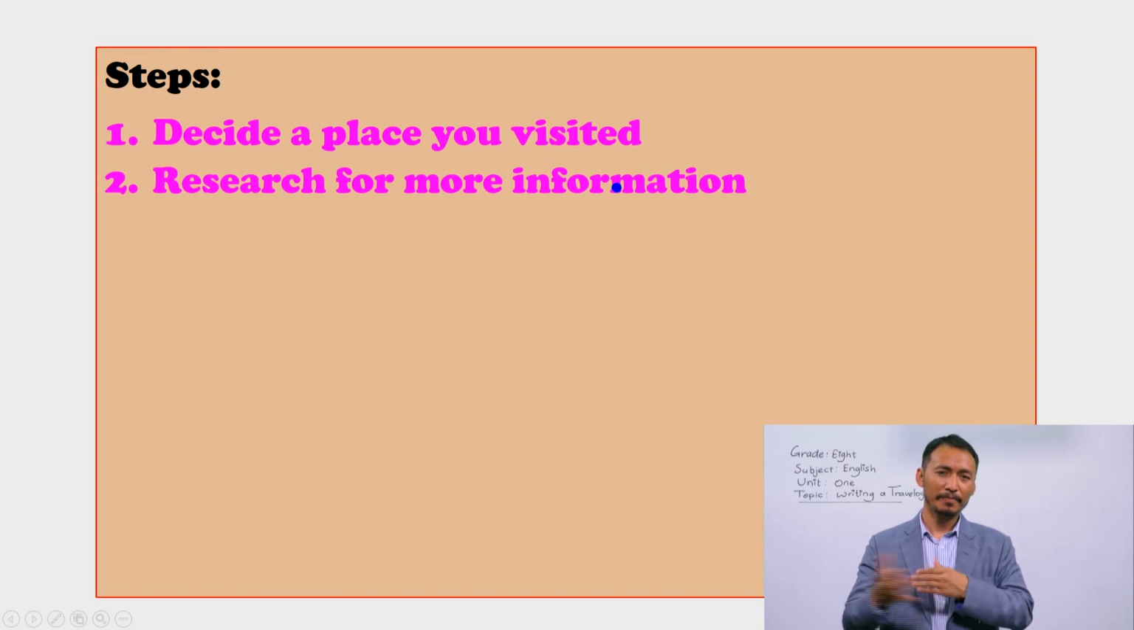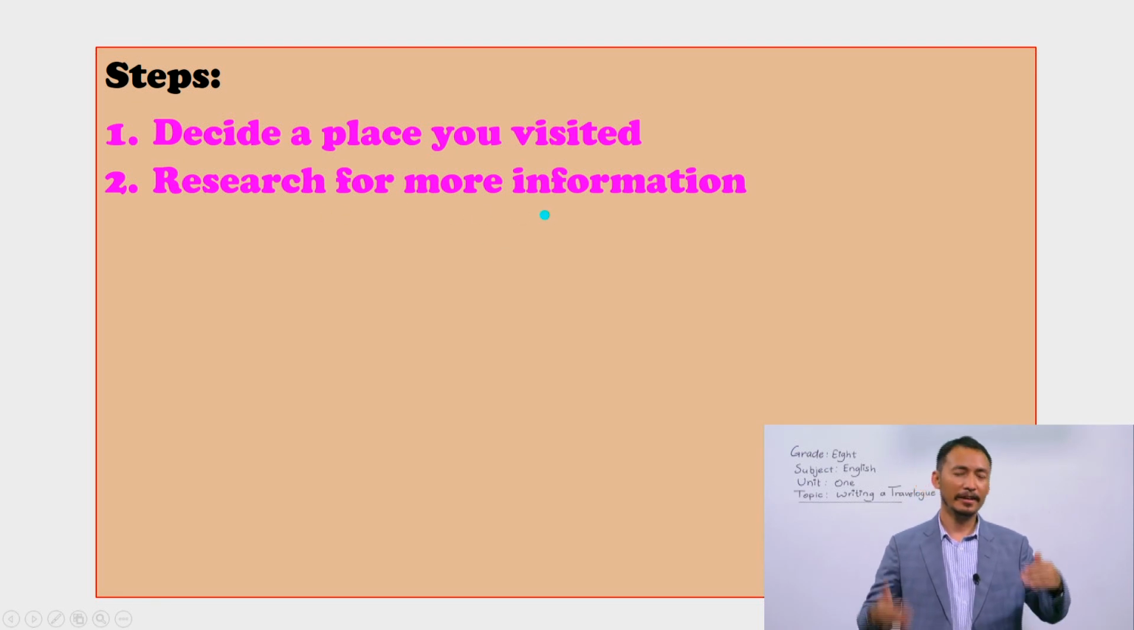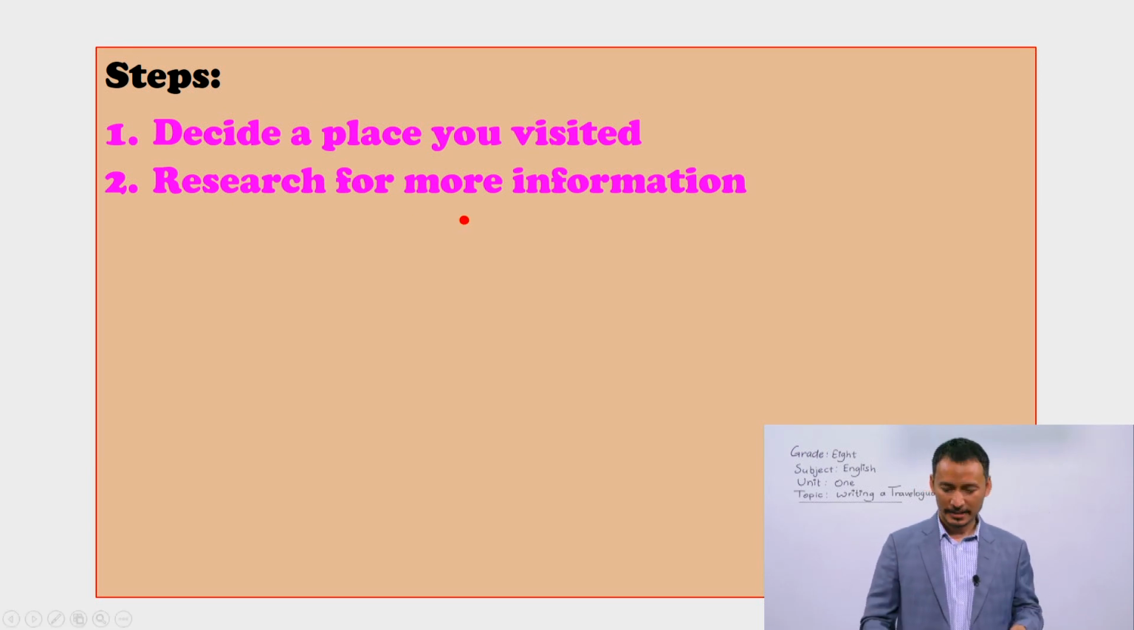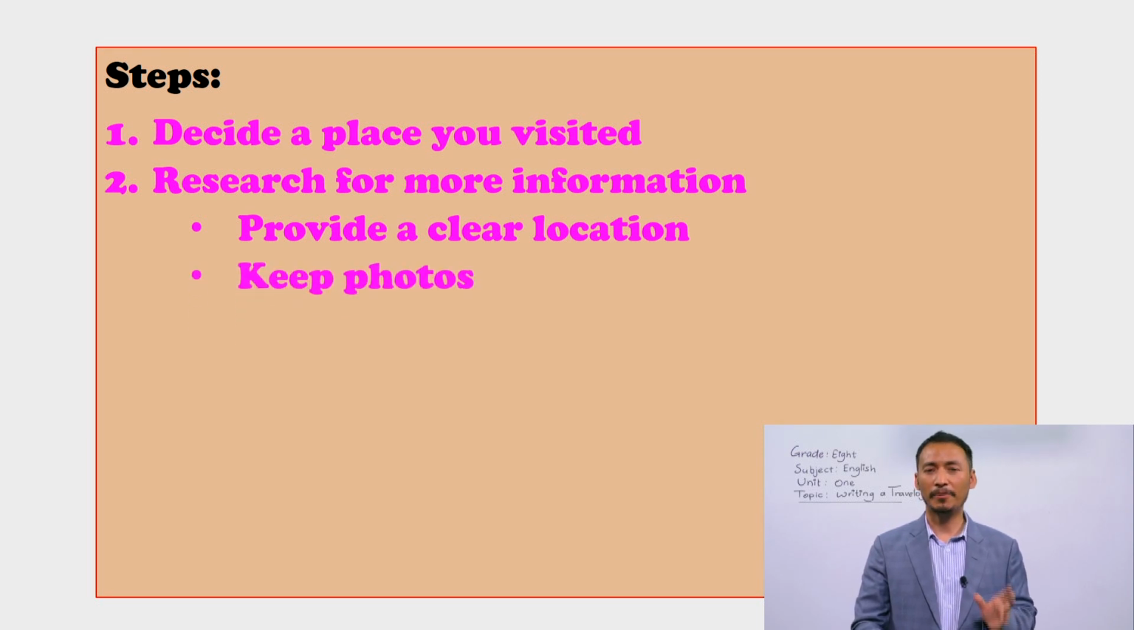When you go there, you simply enjoy and see a lot of things for a short time, and you may get more information by asking or searching on the internet, or asking people who have been there before. So this is your second step. Next, in this research, you can provide a clear location. You can keep photos. Photos are the best means of travelogue.